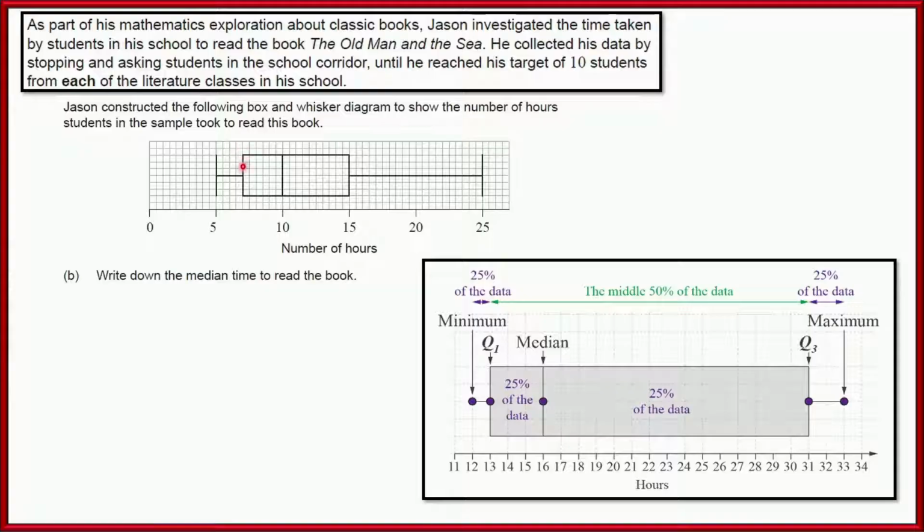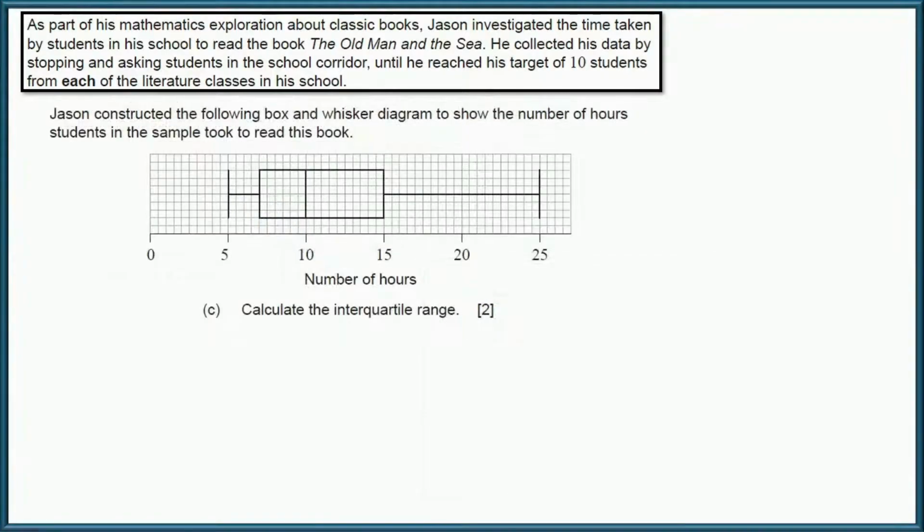This is the first quartile right here, and this is the third quartile there. Maximum and minimum. 50% of the data is in here, 25 over here on the right, 25 over here on the left, and we're going to be dealing with outliers here in just a moment as well. So the median is right there. It is exactly 10 hours. So you just write down 10 hours, good to go.